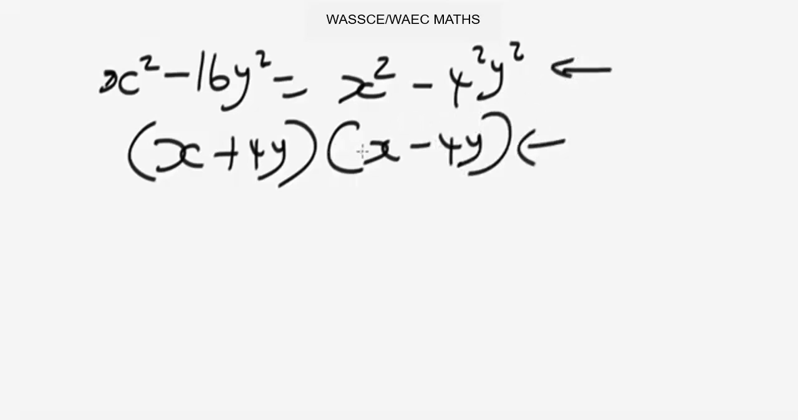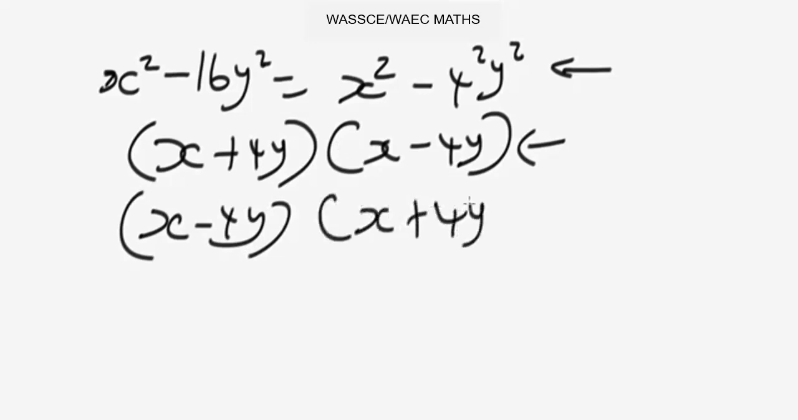Now note that you should start with plus before the negative. If you write it like this, x minus 4y, x plus 4y, though you may be correct, this is not the order of it. So you put the plus sign before the negative sign. That's the order. So this is more acceptable than this format. All right, so take note of this.